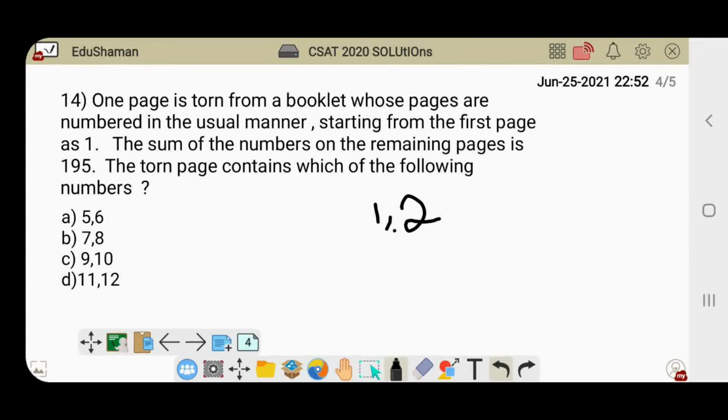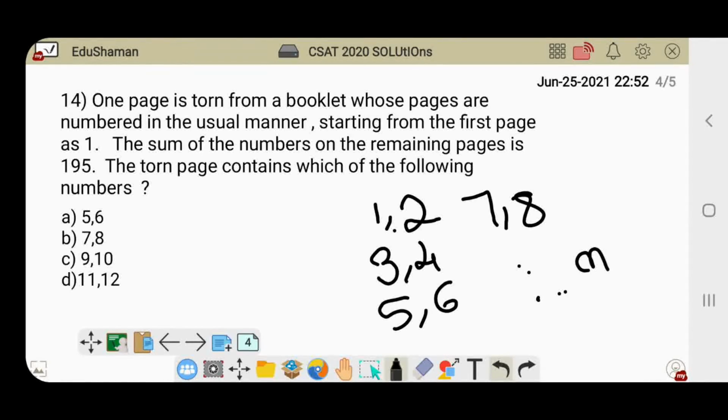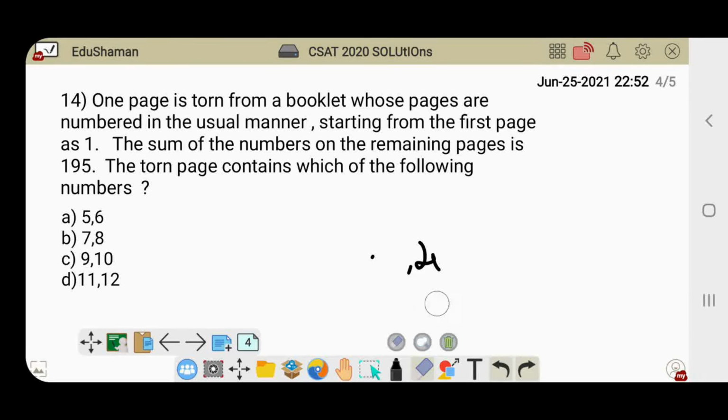So what happens is, a book is numbered like this. The first page is 1 and 2, the second page would be 3 and 4, then 5 and 6, 7 and 8, and so on, and maybe n minus 1 comma n. Whatever it is, I'll erase this. So one of the pages is torn and the sum of the rest of the pages happens to be 195.